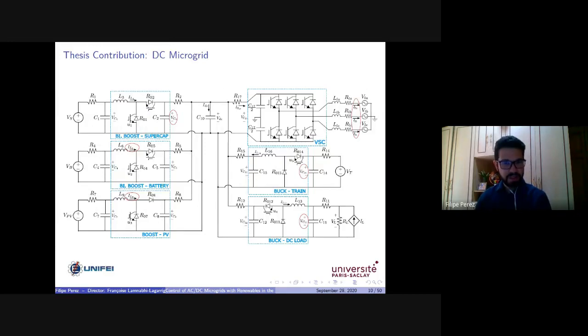So here we have the electrical scheme of the microgrid. The supercapacitor and the battery are connected to the DC bus via a bidirectional boost converter, where we are controlling the output voltage on the supercapacitor and the current on the battery system. The PV system is connected via a conventional boost converter, where we control the current, and the train system and the DC load system are connected via a buck converter, where we are controlling the input voltage and the output voltage of the converter. The integration of the grid is made via the VSC converter, where we are controlling the injection currents to the AC side of the grid.